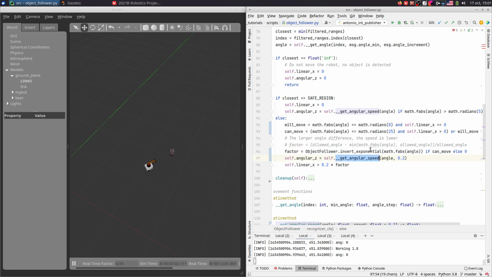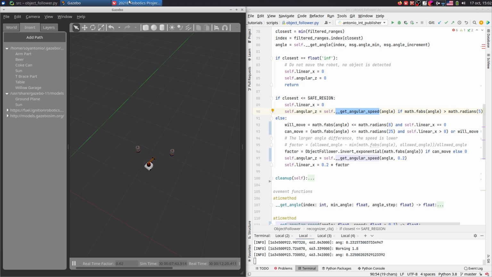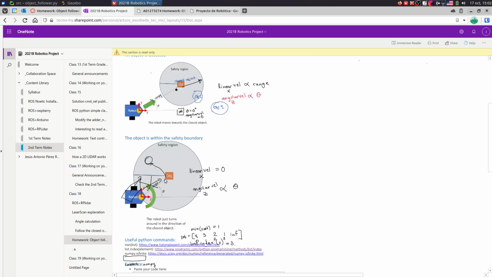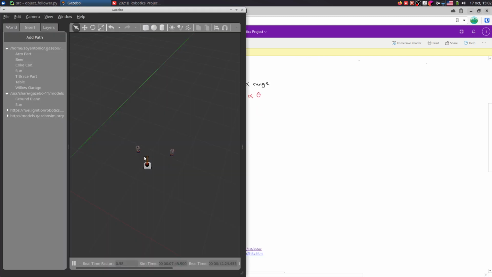And we already get the angular speed, and we can see later how we calculate it. Let's insert the other object just to see that it solves this third scenario, where an object is closer to our robot. This object is closer and we are not moving.